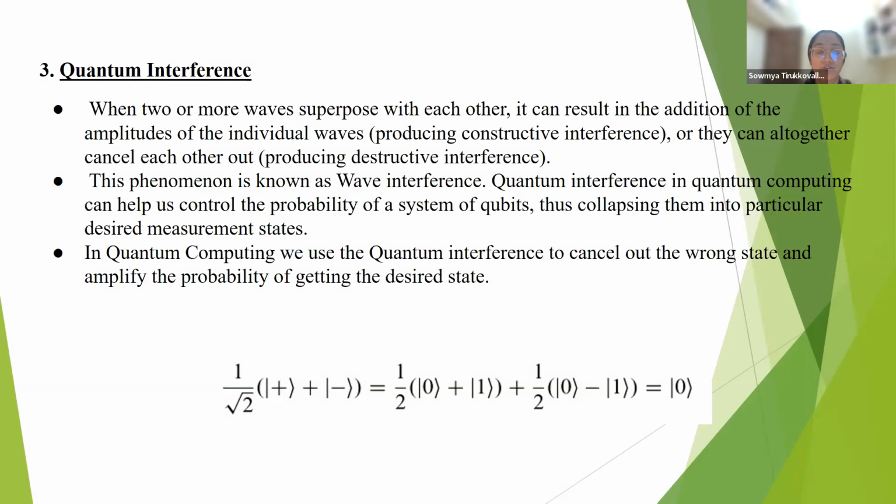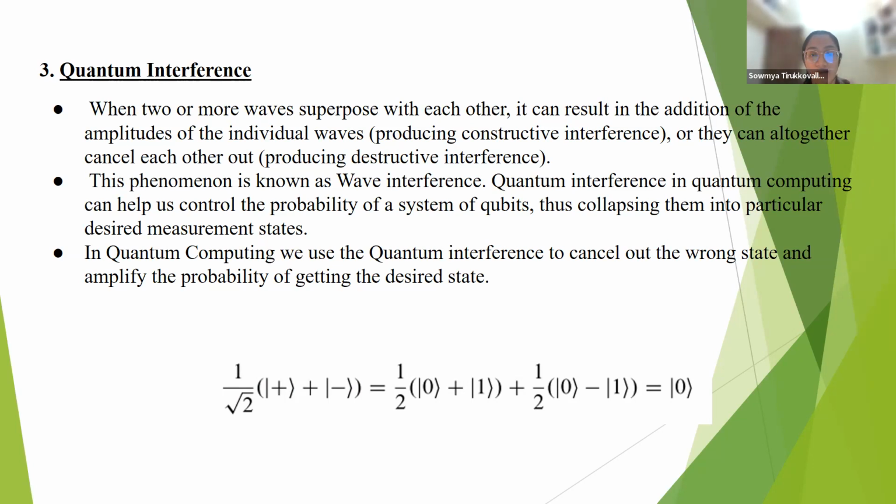So, quantum interference. When two or more waves superpose with each other, it can result in addition of amplitudes of individual waves, producing a constructive interference. Or they can altogether cancel each other out, producing a destructive interference. This phenomenon is known as wave interference, and quantum interference in quantum computing can help us control the probability of a quantum system of qubits, thus collapsing them into a particular desired measurement. It means that quantum interference can help us cancel out the wrong state and amplify the probability of getting the desired state.